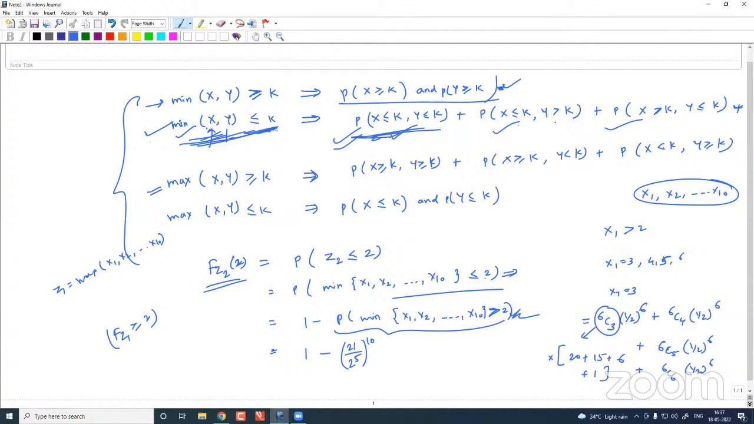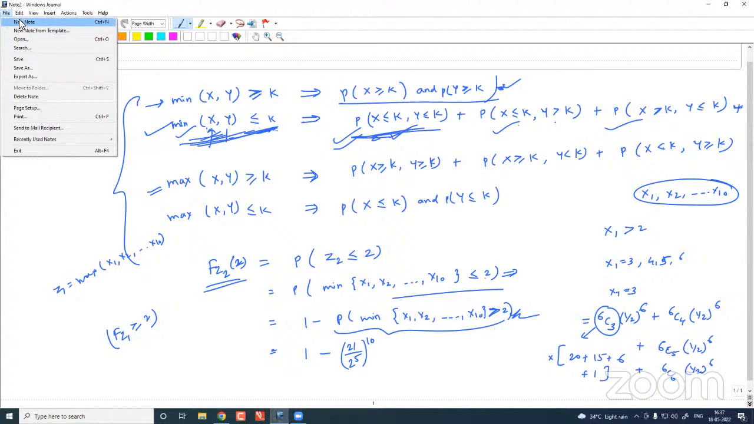Sir, yes. Here you have also written P of minimum of x1, x2 up to xn less than or equal to z. It means that for the minimum values less than or equal to that particular variable, that is also equal to 1 minus P of those random variables greater than z. So this is the given, right? Okay, Z is the minimum of X comma Y.